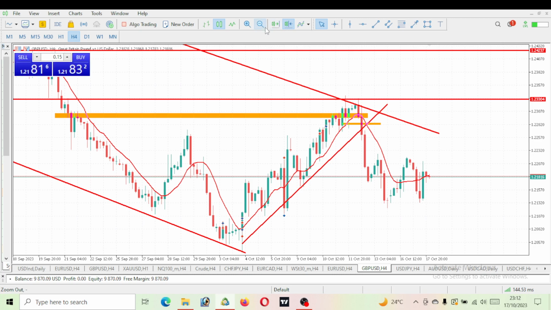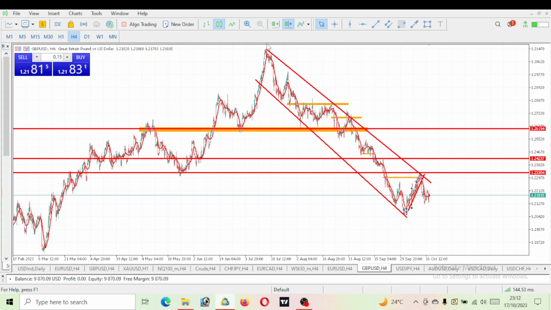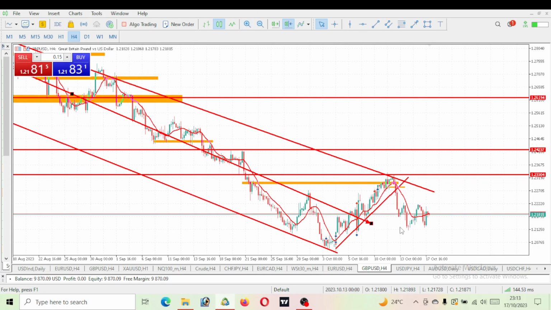Now, let's take a look at GBPUSD for the next day, which is for the 18th. Let's start with the trend. You can clearly see that this is a downtrend move. GBP has been dropping, giving us lower lows, lower highs, lower lows. Once it drops, we have a correction, another drop, a correction again, another drop, then a correction.